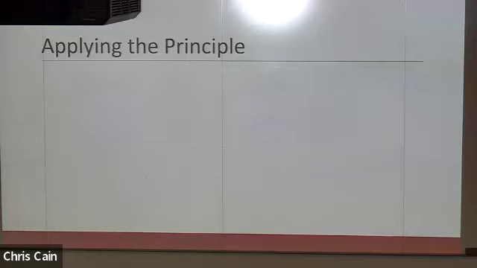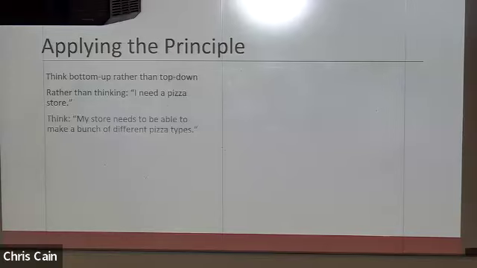So let's apply this to our pizza store. The way to think about this ends up being bottom up rather than top down. Instead of starting at the pizza store and then working your way down, if you can start with what is this particular kind of pizza and then build up to creating a pizza store that encapsulates and uses that, then your code will be much cleaner, better, easier, etc. So rather than starting out thinking and designing, I need a pizza store, you want to think, my store needs to be able to make a bunch of different pizza types. Right? That's bottom up rather than top down.